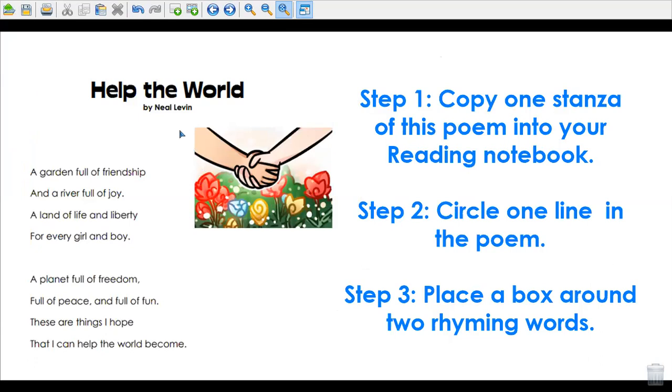So the very first thing is let's listen to Miss Owens read this poem first, and then I'm going to let you start, okay? It says, help the world, a garden full of friendship and a river full of joy, a land of life and liberty for every girl and boy, a planet full of freedom, full of peace and full of fun. These are things I hope that I can help the world become. I chose this poem because I thought it was perfect for what's going on right now in our world. And I think everyone wants to help our world always. And that is our job as citizens. So I thought that was perfect because we just learned about that lesson in our social studies books also.